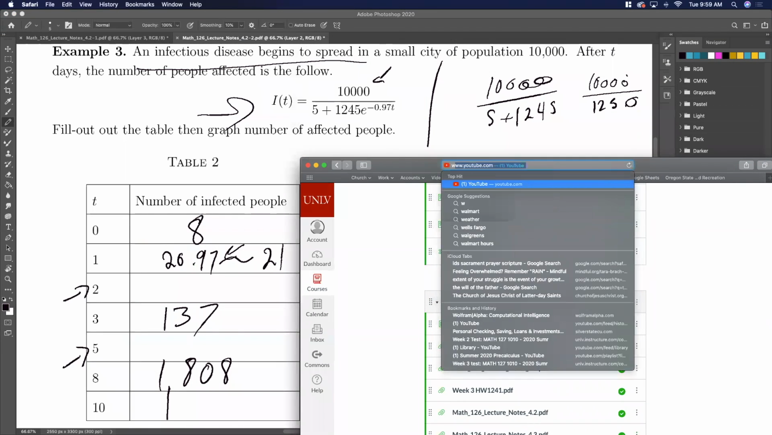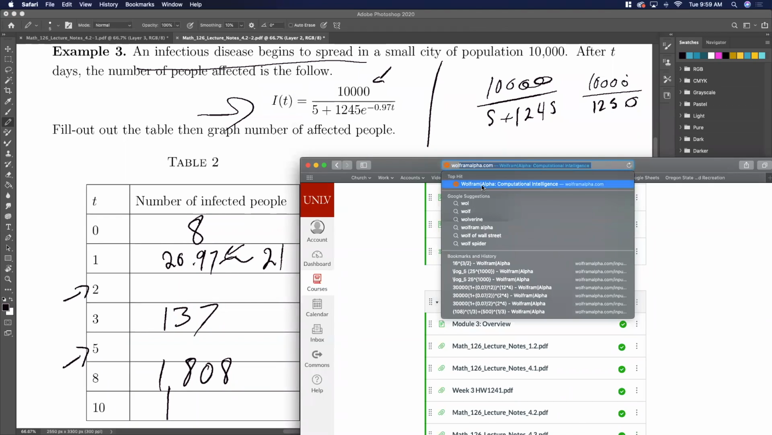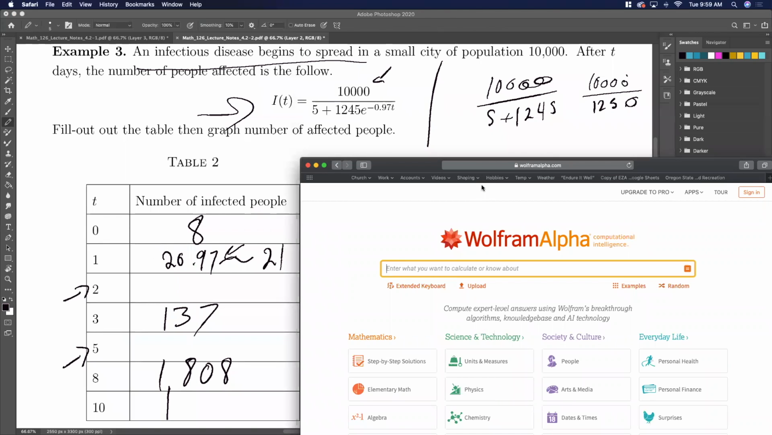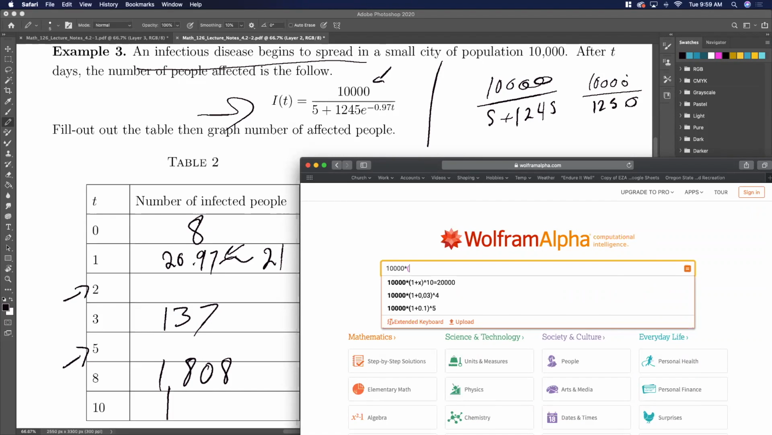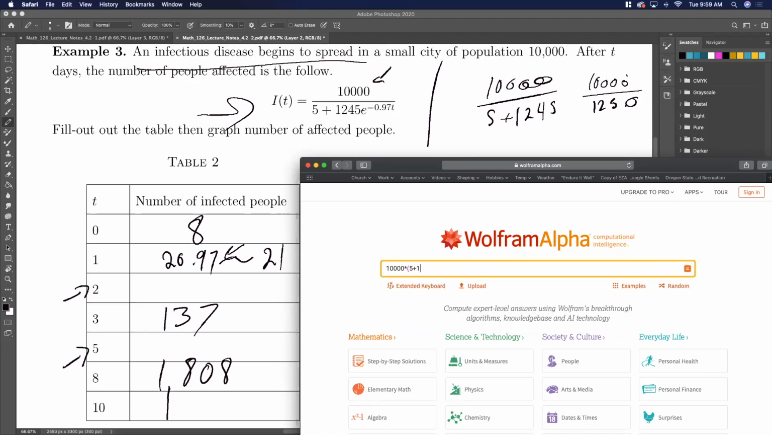All right, so we're going to go to our calculator, Wolfram Alpha. If you have a standard calculator, that's great, go ahead and use that. So how would I type this in? I type in 10,000, then times the quantity of 5 plus 2,4,5. E. In most calculators you just type in E, then put a caret, and then the quantity of negative 0.97, and then here we'll put in our quantity.